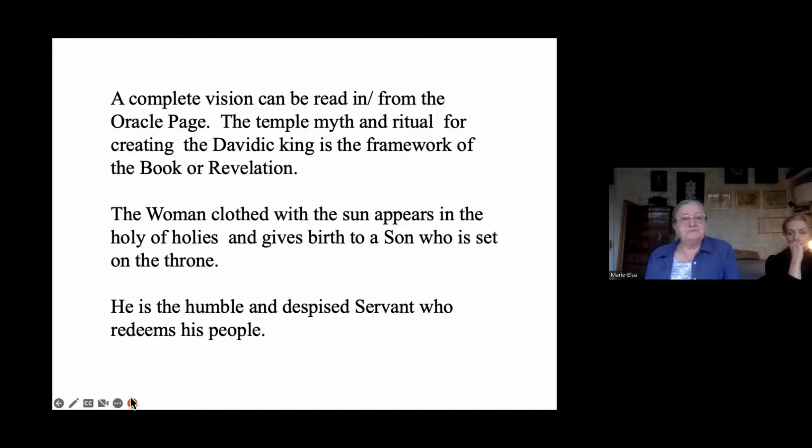And the woman, you get the preliminaries at the end of chapter 11, and then it starts in chapter 12. That chapter division is in a rather unfortunate place. And he is the Davidic king, and so he's not the great powerful master. He's the humble and despised servant of the Lord who redeems his people. So let's look at how we can read that story from the oracle page.